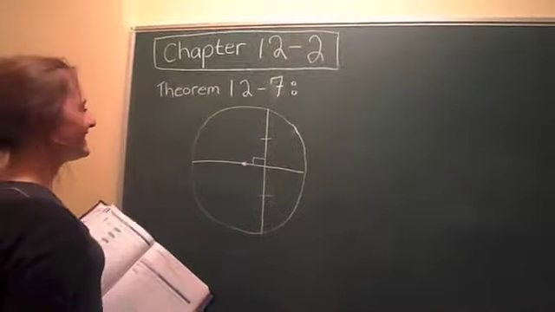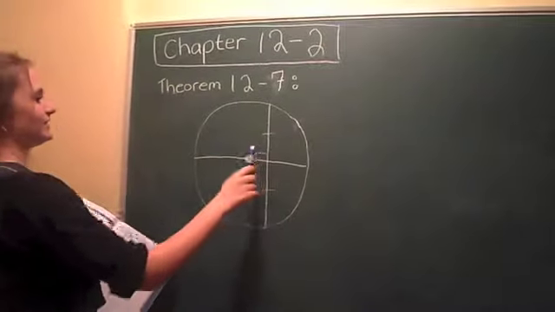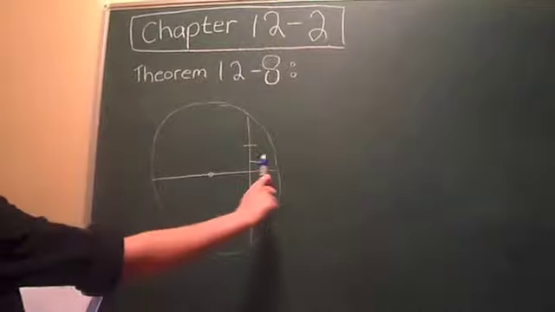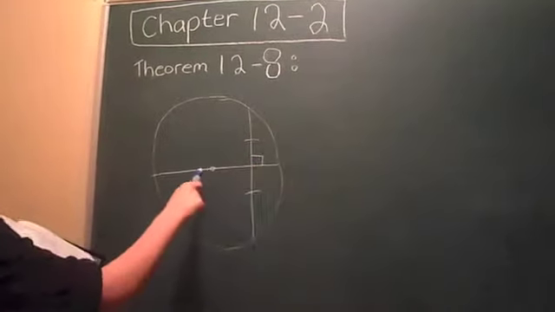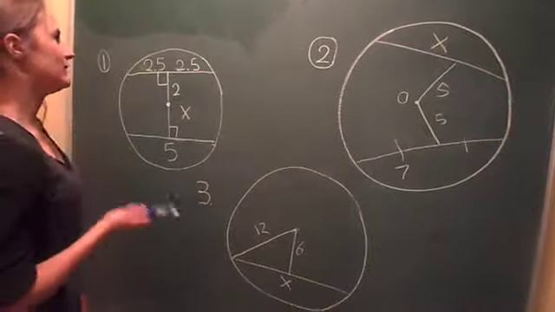Theorem 12.7 states that a diameter that bisects a chord is going to be perpendicular to that chord. Theorem 12.8 states that the perpendicular bisector of a chord contains the center of the circle. These are the practice problems for chapter 12.2.